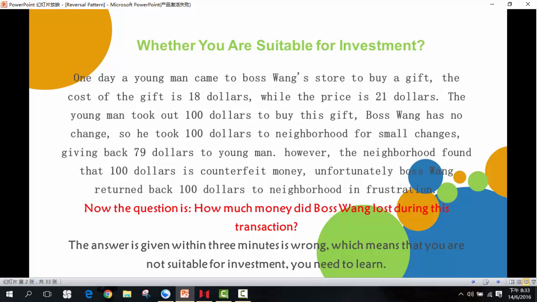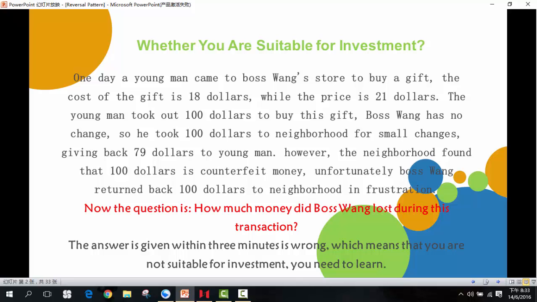Then you can ask him, and tell him whether he's suitable for investment or not. This is the story, okay? And you can calculate how much money the boss lost during this transaction. Okay, so if the answer is not given within 3 minutes or is wrong, it means that you are not suitable for investment. You need to learn some method, okay? So you can remember this story and you can ask your friends, okay?